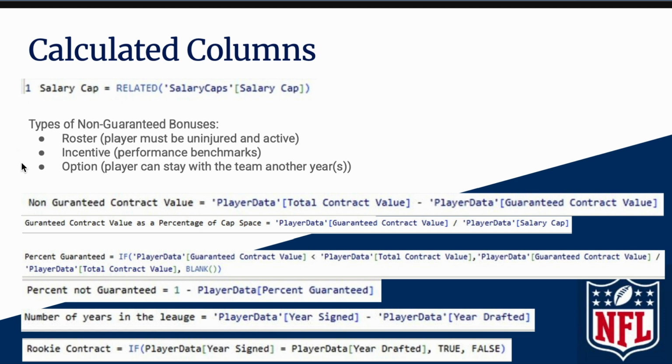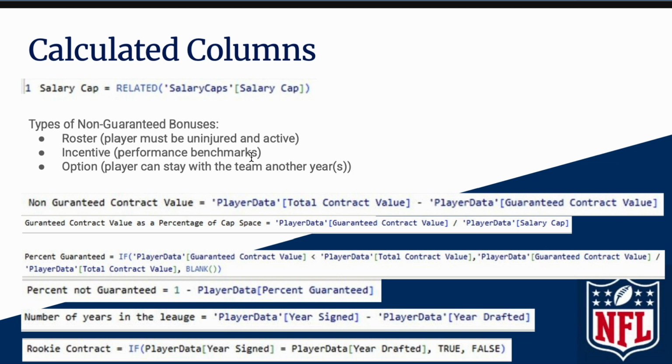And then contract wise, for each contract, there's usually guaranteed money and non-guaranteed money. Some examples of non-guaranteed money could be roster bonuses, so if the player is not injured and active on the roster, they can get that bonus. There can be incentive bonuses where if a player gets more than a certain number of yards or receptions, they can make more money that way. And options, where if the contract runs out, sometimes there's an option to stay with the team and make a little more money if the player chooses to do so.